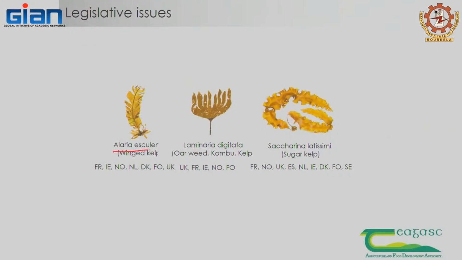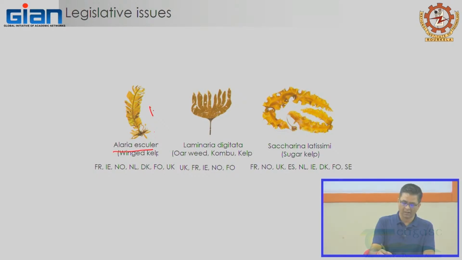Now that was the rosy part. Alaria esculenta looks like this. This could be up to 1 to 2 meters long.